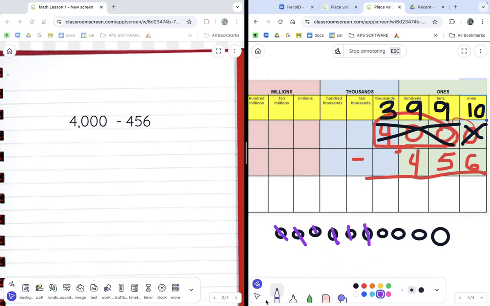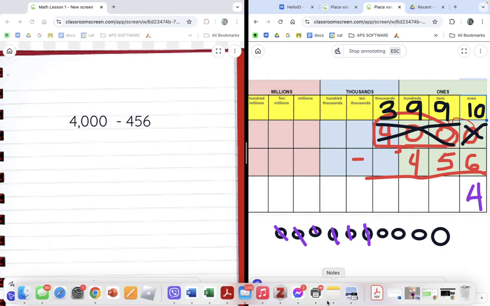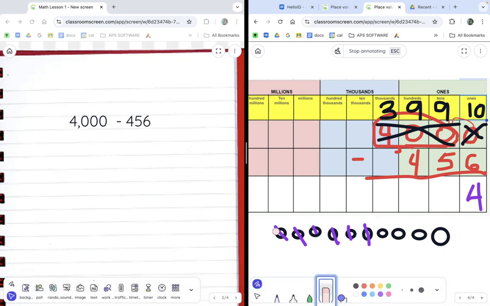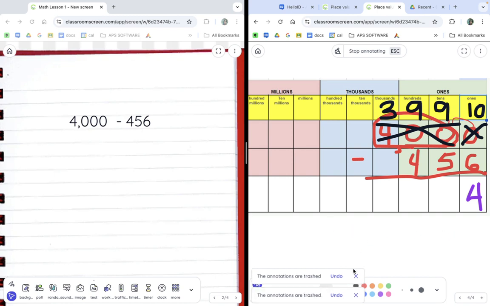So now let's count how many we have left. We have 1, 2, 3, 4. So we have 4 left. So we write 4 here. So we're done with this. And after you're done, you're going to erase all your circles and start again. Okay? If you don't erase that, you're going to mess up. You're going to end up adding it to your new set. So we're done with the ones.